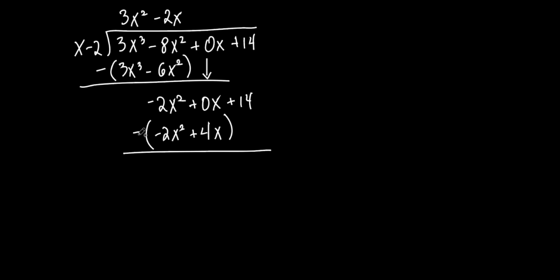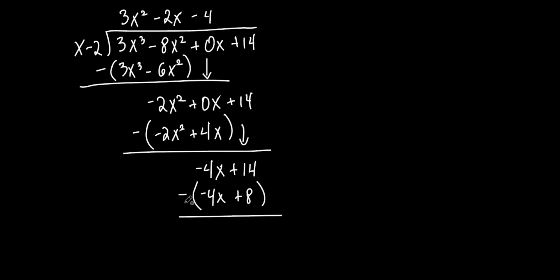So watch, negative 2 minus a negative is plus, so those add up to 0. What about this one? 0x minus 4x is negative 4x, bring down the 14. Now, do this. Negative 4x divided by x is just negative 4. Then we multiply and we subtract. Negative 4 times x is negative 4x. Negative 4 times negative 2 is positive 8. Negative 4x minus negative 4x, that's plus, that's a 0. This is 14 minus 8, which is 6. Nothing else to bring down, so what is that 6? That's my remainder. Okay?